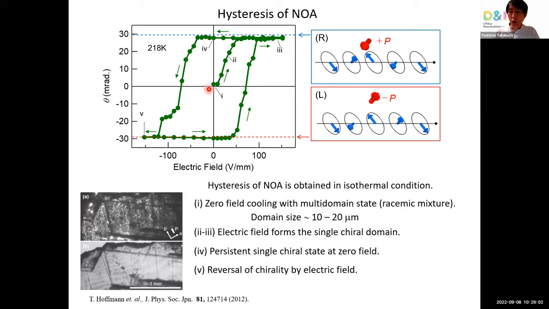And next, we apply an electric field to the sample. The increase of the optical rotation is observed, and this optical rotation saturates. This indicates the formation of the homochiral state, or a single domain in terms of chirality. Next, we reverse the electric field, and in the negative field, we observe the sign change of the optical rotation. Again, this optical rotation saturates. This means the reversal of the chirality by the electric field. So we can demonstrate the ferrochiral nature of the spin spiral.